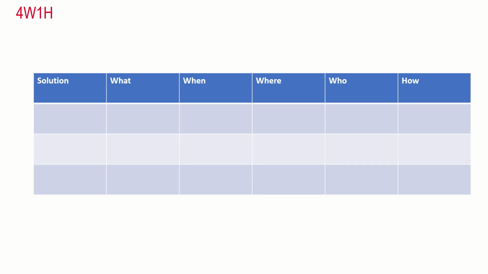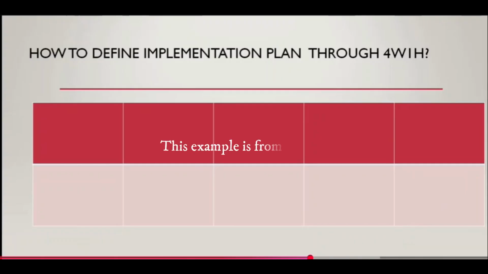Next tool is called 4W1H. The solutions are written here: what is to be done, when it is to be done, where it is to be done, who will do it, and how it has to be done. For example, 4W1H: how to define an implementation plan through 4W1H.